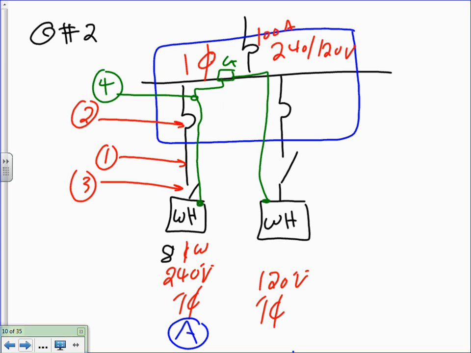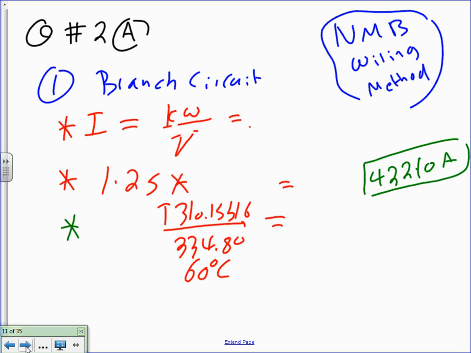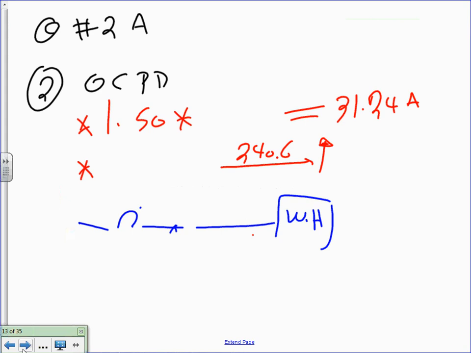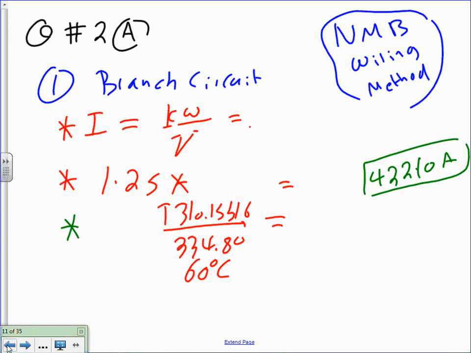Any question guys about that before we move into the next? All right, branch circuits. It's a water heater. Was it a water heater or a furnace? Water heater. So for water heaters, guys, these are appliances. This is just to tell you they need an individual circuit. Okay, let's go do the calculation.